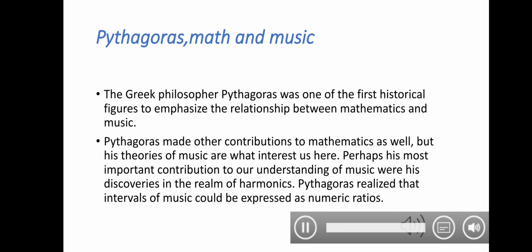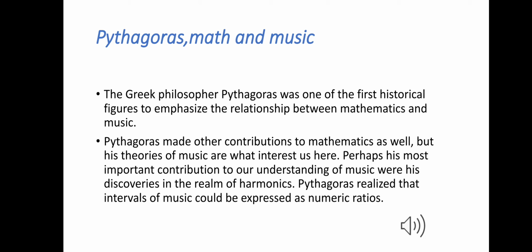The relation between Pythagoras and music. The Greek philosopher Pythagoras was one of the first historical figures to emphasize the relationship between mathematics and music. Pythagoras made contributions to mathematics as well, but his theories of music are what interest us here. Perhaps his most important contribution to our understanding of music was his discoveries in the realm of harmonies. Pythagoras realized that intervals of music could be expressed as numeric ratios.